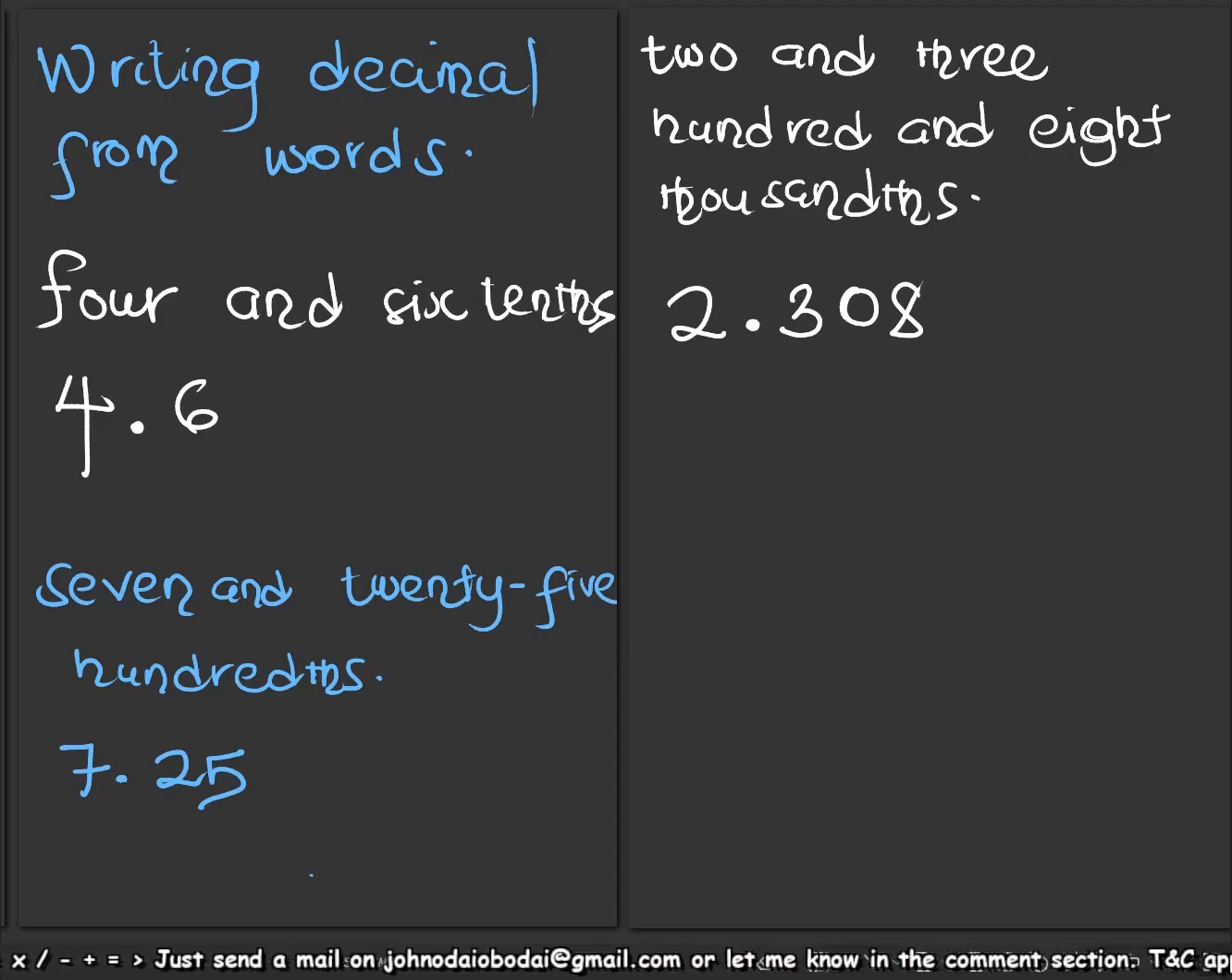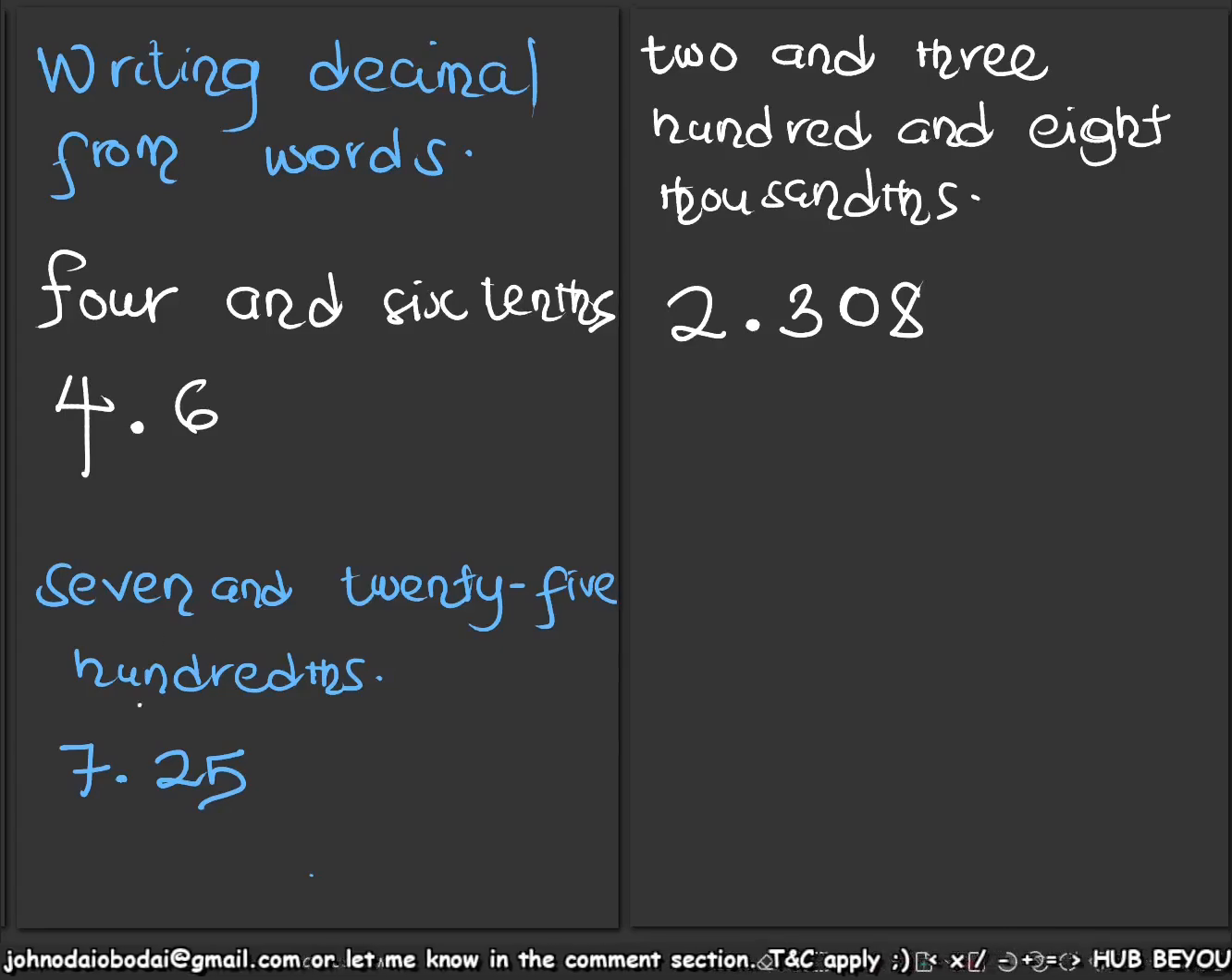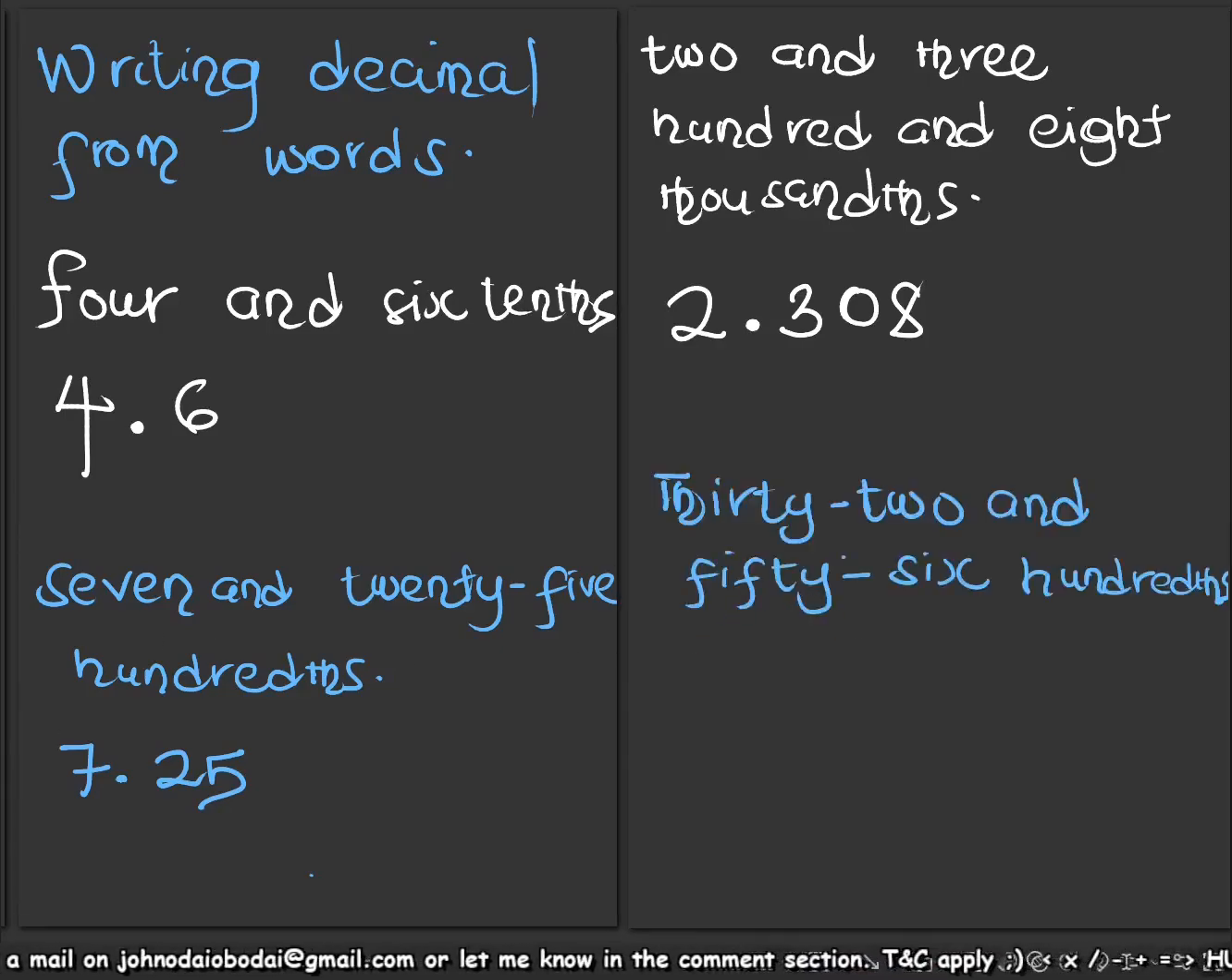So this is how we are able to write decimals from words. Hence, we have our last one here, which is 32 and 56 hundredths. If you have understood all that we've done, you can pause at this moment and write this in the comment section. So it says 32 and what? 56 hundredths. So I'll write that as 32.